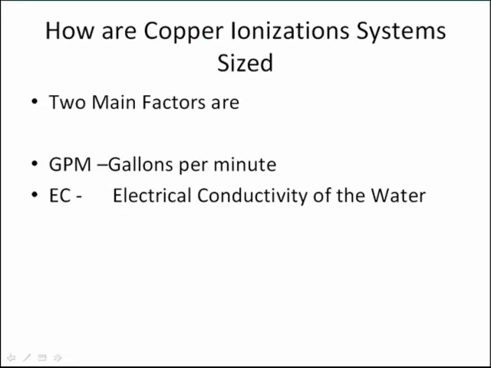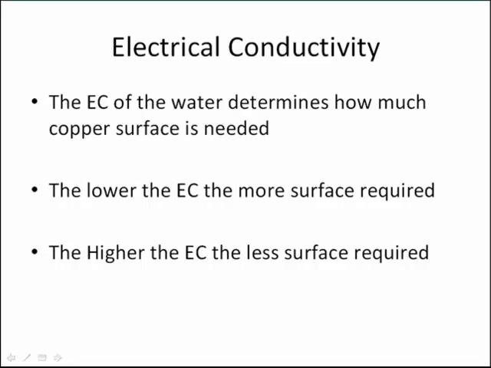There are two main factors in determining and sizing copper ionization systems. The first is the gallons per minute. The second is the electrical conductivity of the water. The electrical conductivity of the water determines how much copper surface is needed. The lower the electrical conductivity, the more surface required. You might have to go from a rod to a plate type surface. The higher the electrical conductivity, the less surface required.